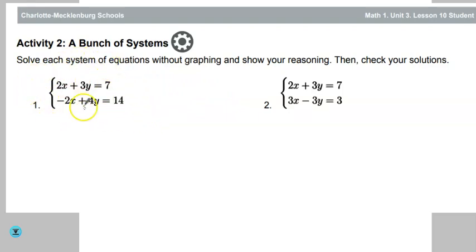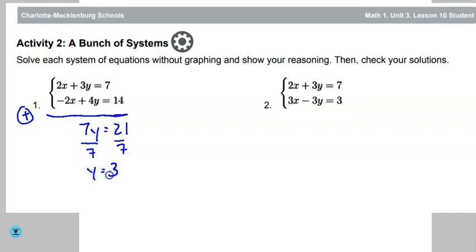all right. So hopefully you decided on these two that it would be better to add them together because you have the two x's, one's positive, one negative. If you have the same coefficient with different signs, you add together. 2x and negative 2x is 0. 3 plus 4, 7y equals 7 and 14 is 21. And then divide by 7, y equals 3.